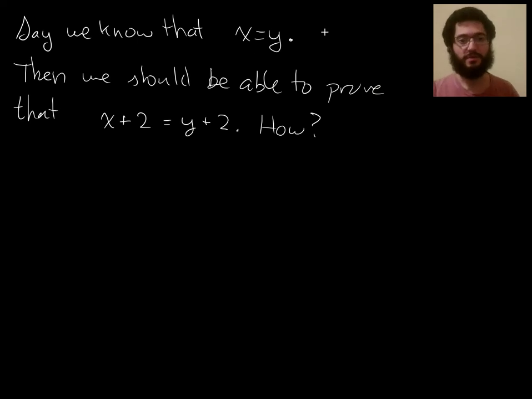So let's say we know that x equals y. Then we definitely should be able to prove that x plus 2 equals y plus 2. But do we have the axioms to do that yet, or do we need more axioms? So actually, I claim that axiom 2 is sufficient for proving this. But how? How can we use axiom 2 to prove x plus 2 equals y plus 2?